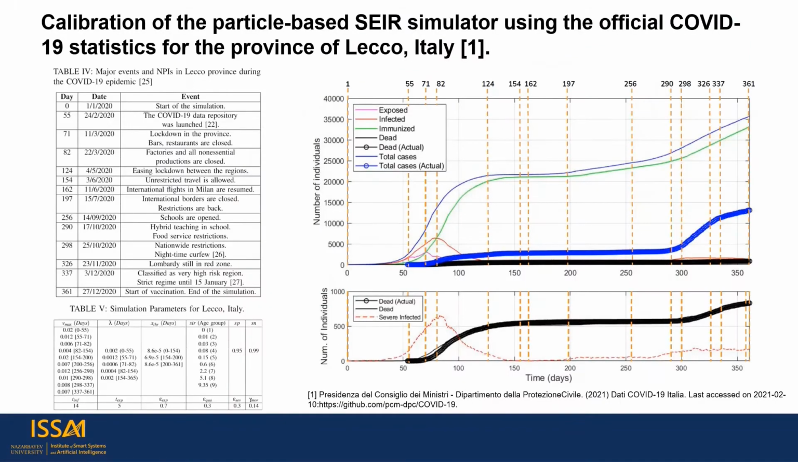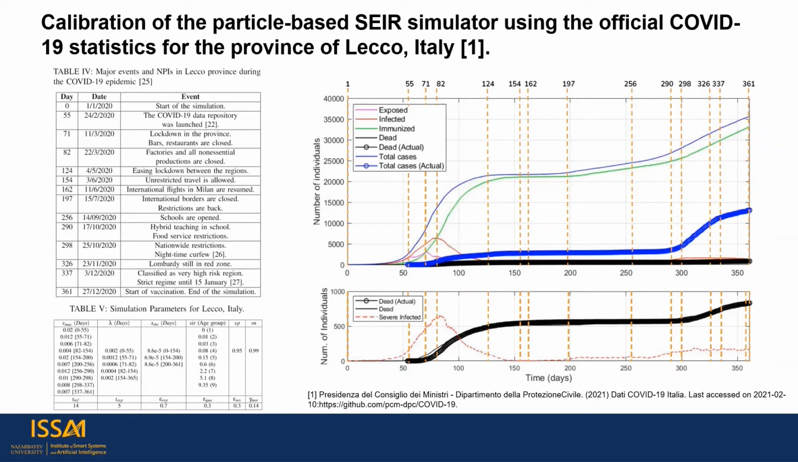In addition to the vaccination module, our enhanced simulator features age-based differentiation of the particles. Therefore, we first performed model calibration and validation of our new simulator based on the statistics for the province of Lecco, Italy. We chose this region as it was the epicenter of the COVID-19 outbreak in Italy, for which comprehensive epidemic data is available dating from February 24, 2020. The calibration simulation validates that our simulator can accurately replicate the effect of governmental policies on the epidemic dynamics of a certain region.